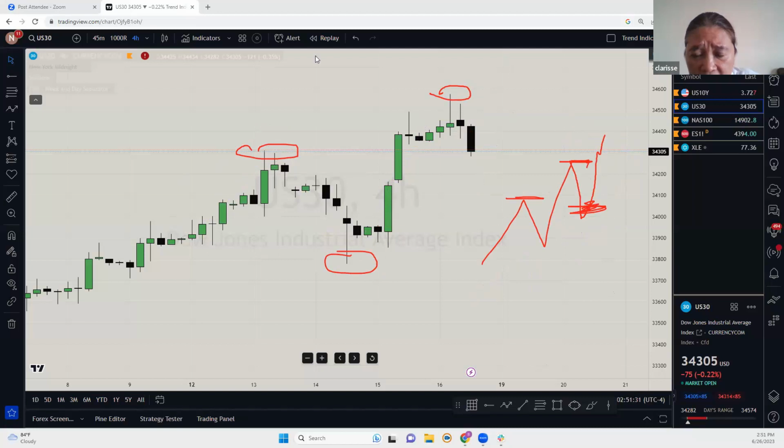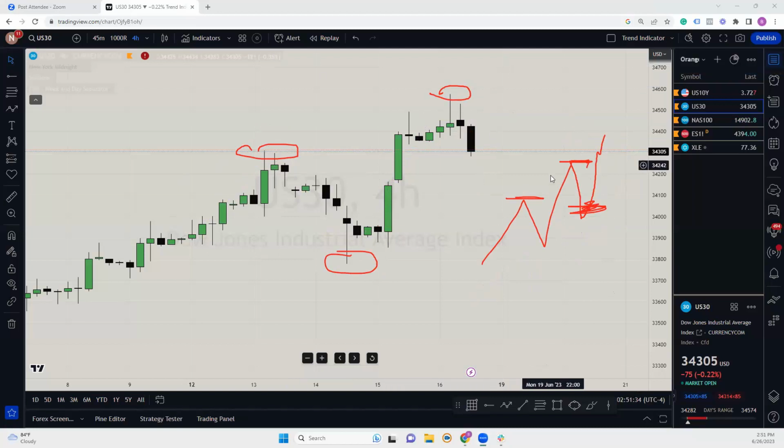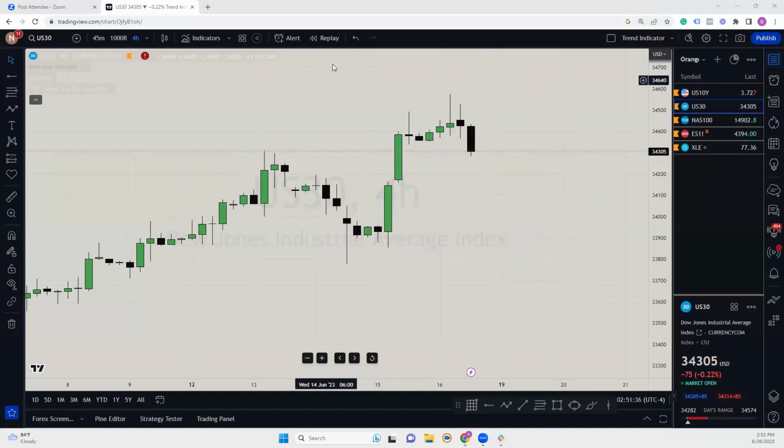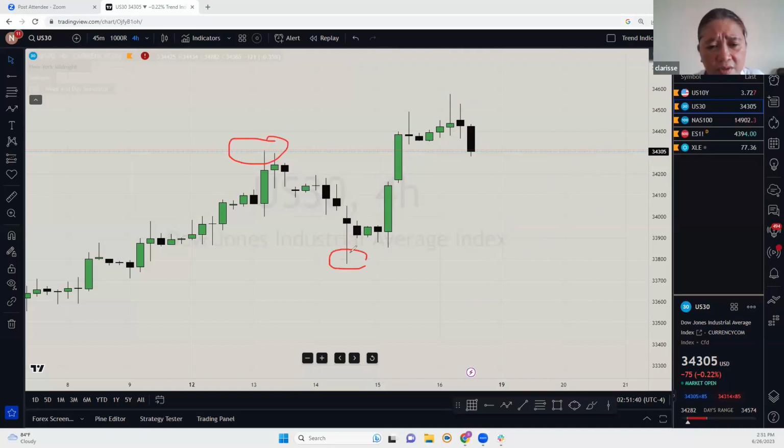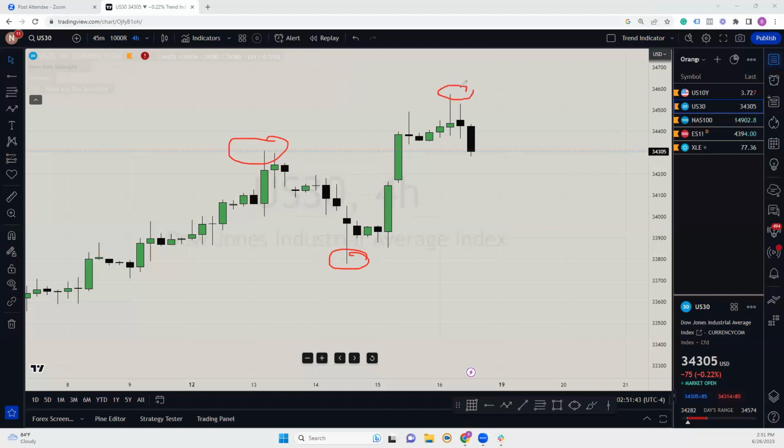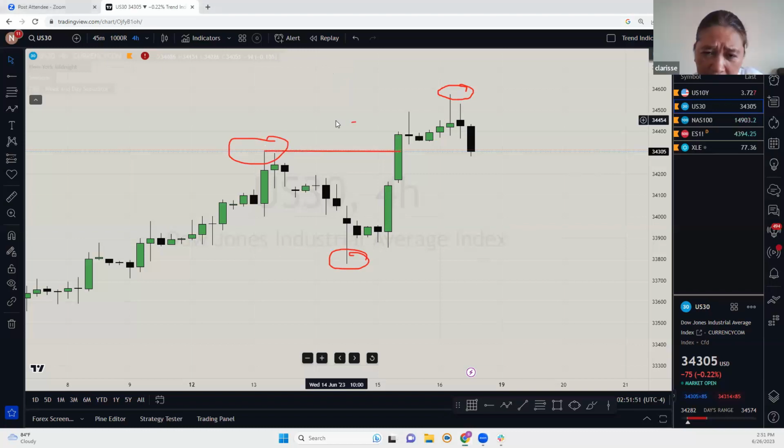So now we already have 3 points: a swing high, a swing low, and a swing high. Now we know that price is going to retrace lower. Retrace to where? To the gap. But there are big gaps here.